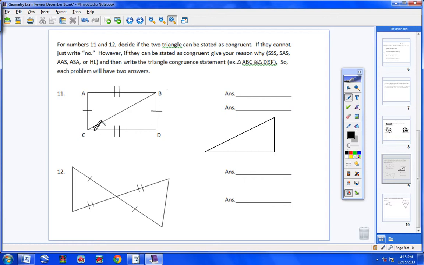So we're going to forget about this triangle right here. And we're going to put it right here. We're going to say C, D, B. And there were 2 slashes here and there was 1 slash here. There we go. Okay. Now, can we state that triangle number 1 right here is congruent to triangle number 2?